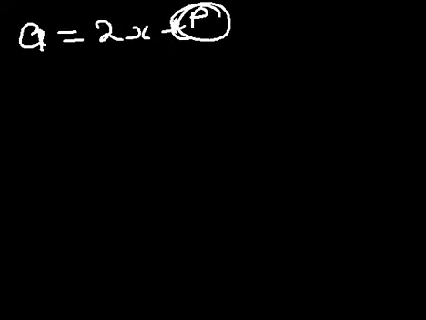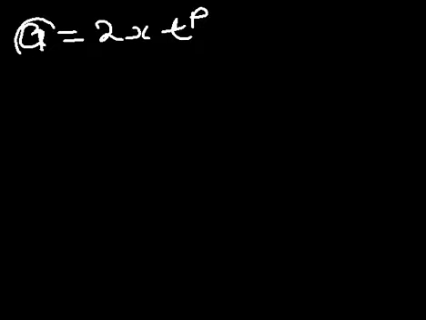Now, sometimes you can have a formula which is dimensionally consistent, and you need to find the exponent that makes the formula dimensionally consistent. For instance, let's say the formula for acceleration is a equal to 2x times t to the power p. Let's say the formula is dimensionally consistent. How can you find the exponent p if this is the case?